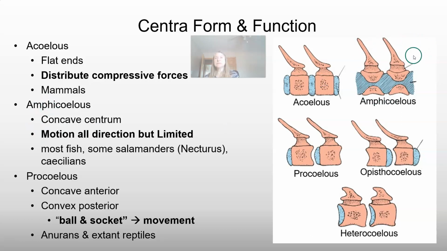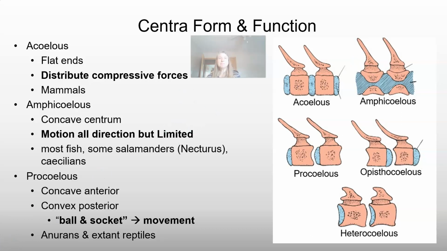Amphicoelous, so now we're over here. Amphicoelous has a concave centrum. So the centrum in here is concave. It's not fully fused around. So this allows motion in all directions, but it does still limit the motion. And this is what we see in most fish, some salamanders like Necturus, and we also see it in caecilians.